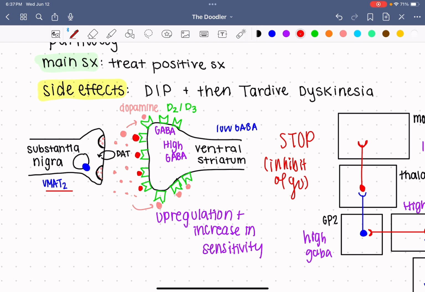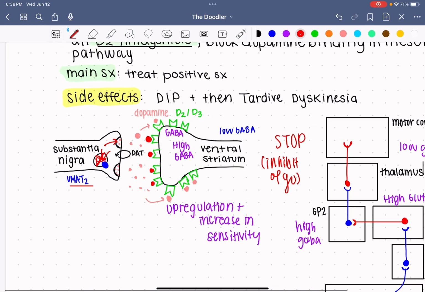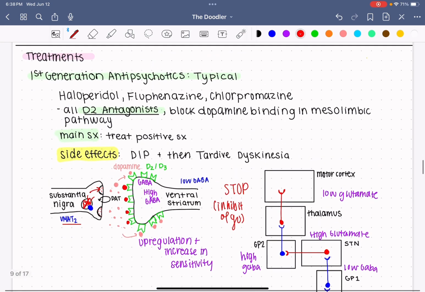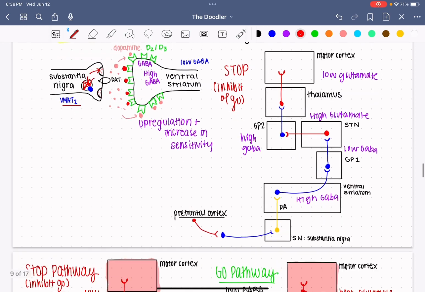So if you inhibit VMAT2, dopamine cannot get packaged, so it's not able to fuse and release. So lower dopamine, and high dopamine levels is what causes the go pathway. So that's why you would do that. But these drugs do work really well to block the positive symptoms, because they bind D2 super well.